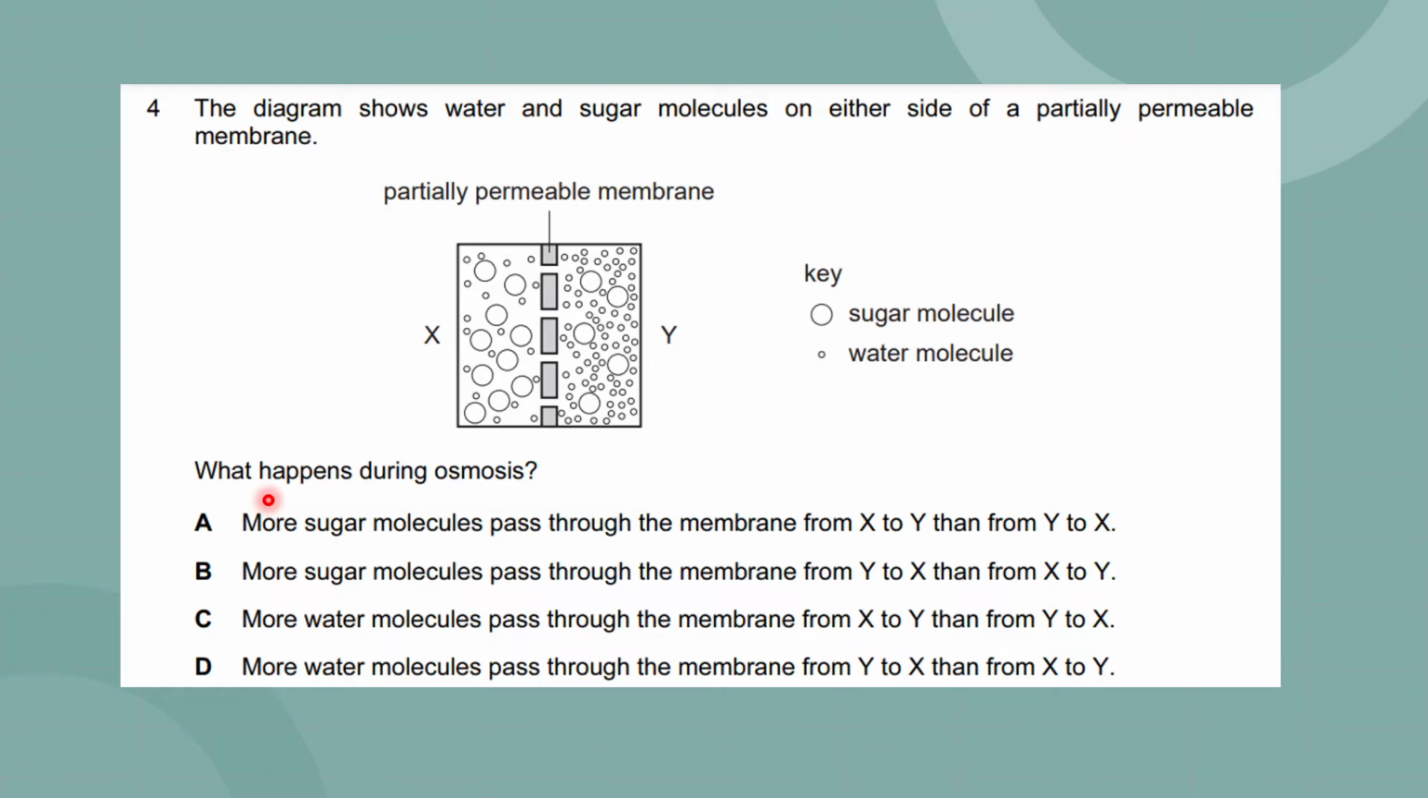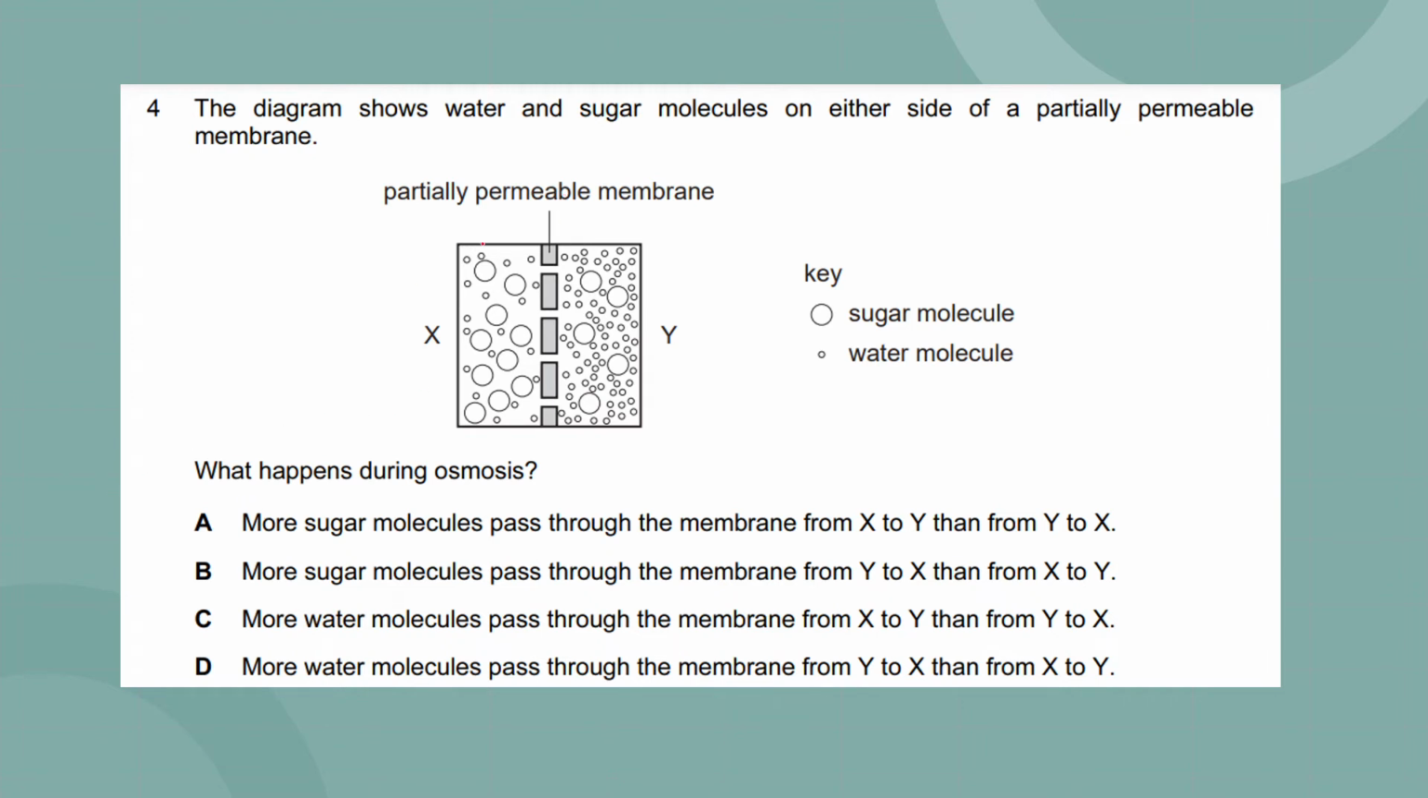Let's look at a few questions from the IGCSE past papers. The diagram shows water and sugar molecules on either side of a partially permeable membrane. A partially permeable membrane is a membrane that only allows certain particles to go in and out. You should know this by now.